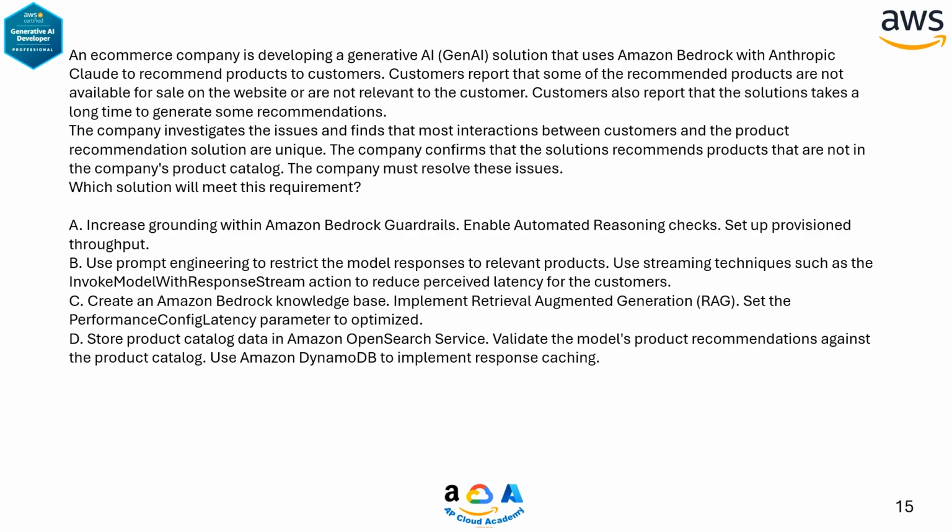A. Increase grounding within Amazon Bedrock guardrails. Enable automated reasoning checks. Set up provisioned throughput. B. Use prompt engineering to restrict the model responses to relevant products. Use streaming techniques such as the InvokeModelWithResponseStream action to reduce perceived latency for the customers.